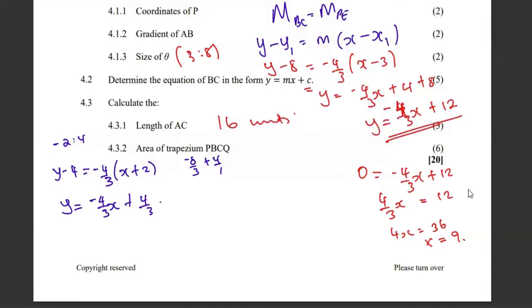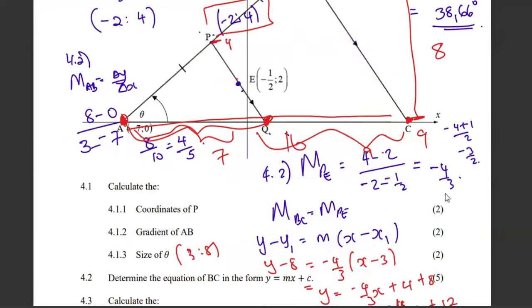But for the x-intercept, y is a 0. So 4 over 3x is the same as 4 over 3. This cancels that, meaning that the x is 1. Okay, so if Q is at 1, meaning that the distance here is basically 8 units.